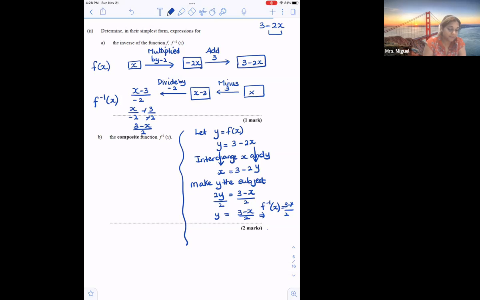I prefer the flow diagram. If you all want to use the let y be equal to f of x, it is all fine and well. So 1 mark, if you use the flow diagram, you'd have been able to get it without interchanging the x and y.